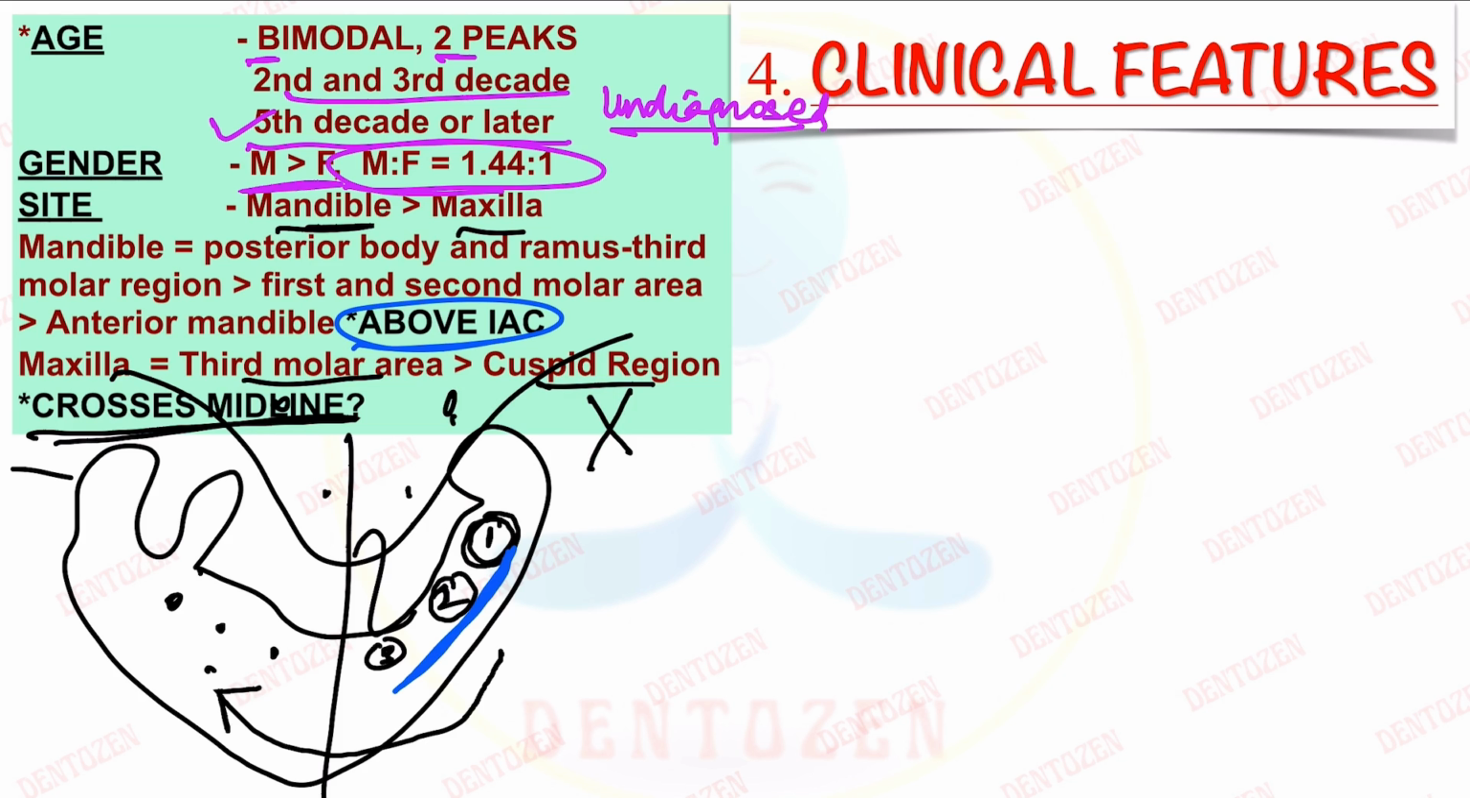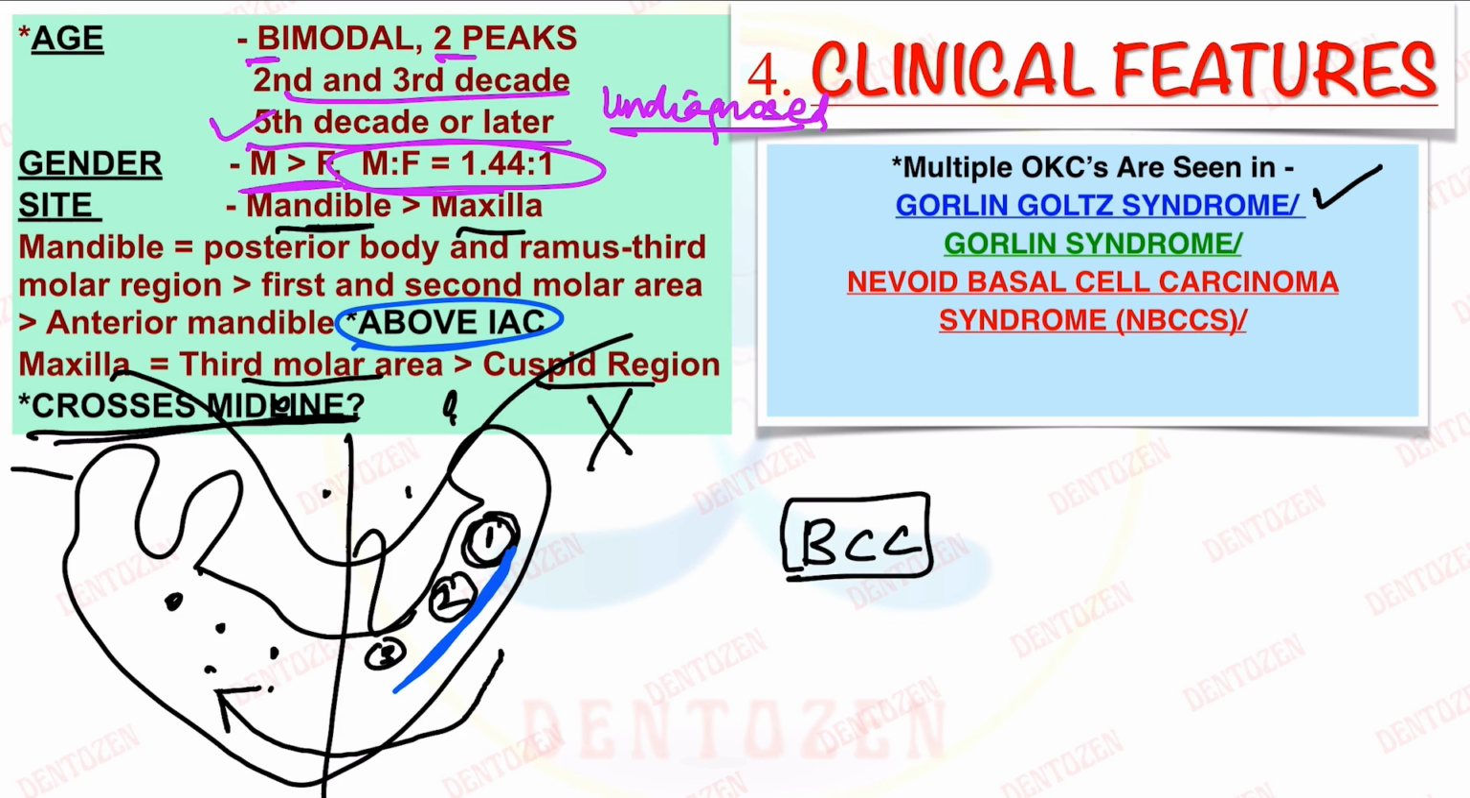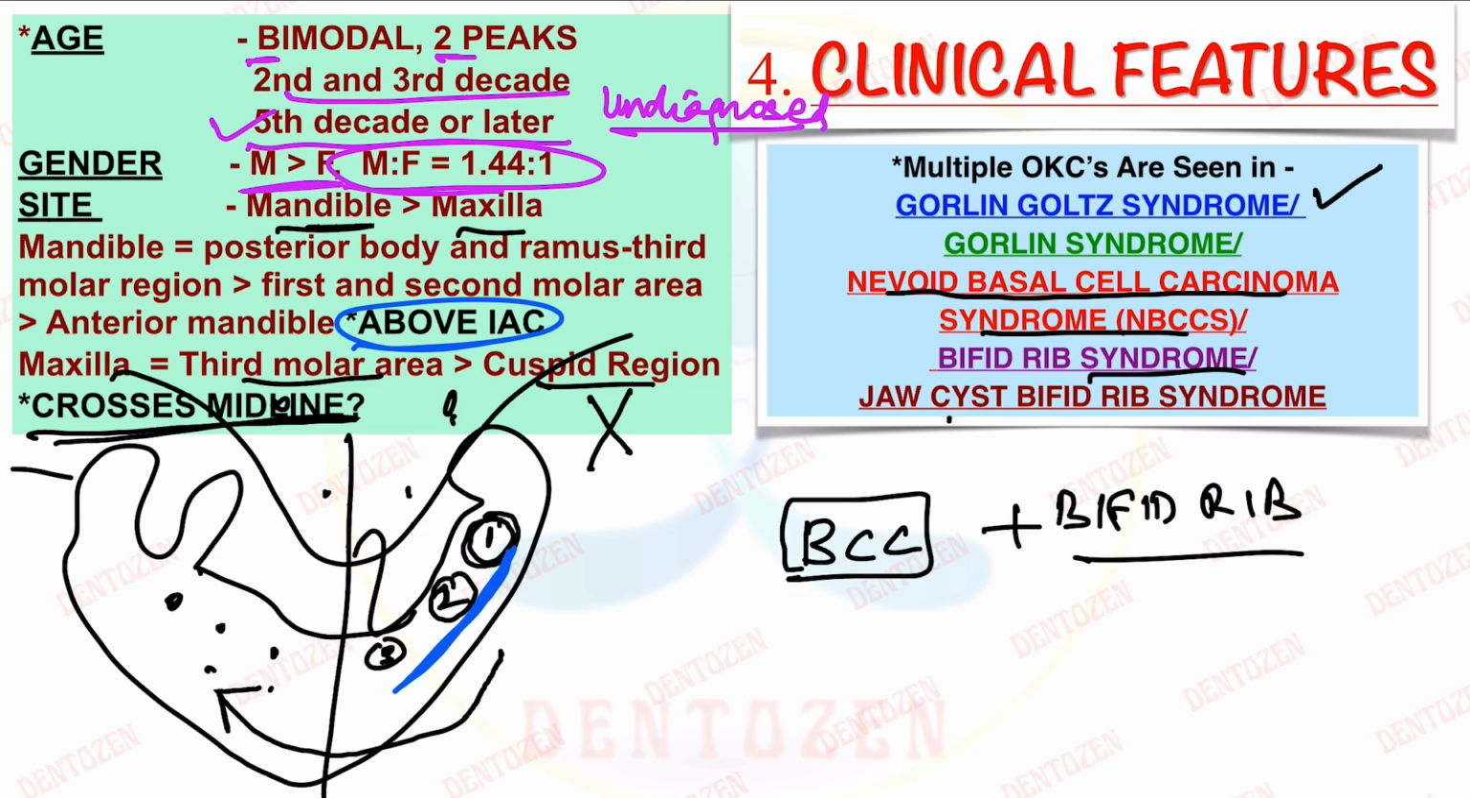Now, can you see multiple OKCs? Yes, it is seen in association with the syndrome, Gorlin-Goltz syndrome, which is also known as Gorlin syndrome. And because you can see multiple basal cell carcinomas, malignant skin tumors, it is also known as nevoid basal cell carcinoma syndrome. Because you can also see bifid rib in these patients, this is also known as bifid rib syndrome or Jaw's bifid rib syndrome. All names for the same syndrome.